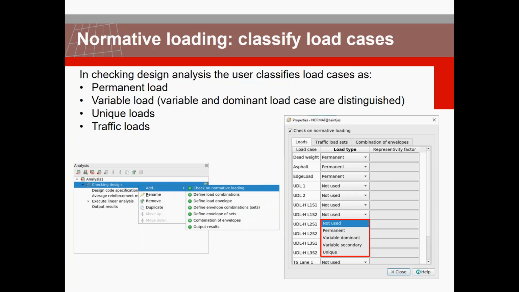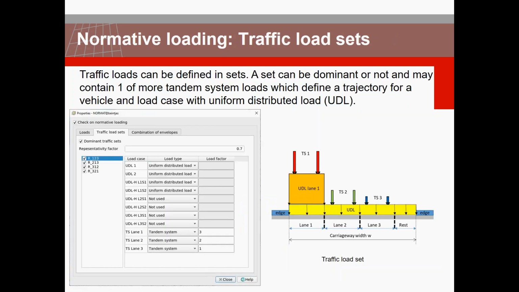What you have to do for this is to only define your separate load cases and classify them as a permanent load or a variable load, and this variable load can be dominant or secondary, or it is a unique load. For the traffic loads, we do something special. For the traffic loads, you have to define sets. And a traffic load consists of a set with a tandem system. So that's a mobile load that is moving over your construction and can be located on several locations.